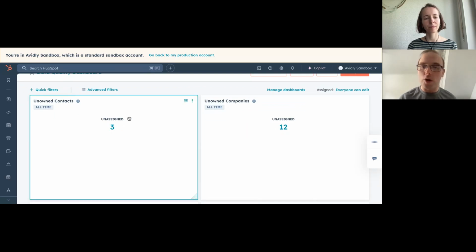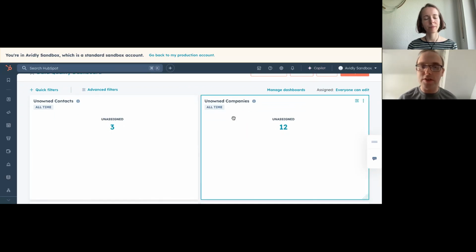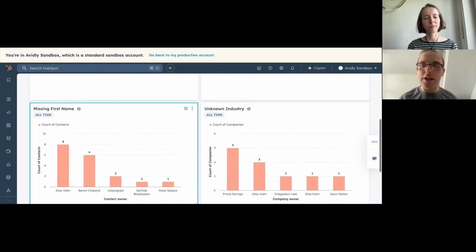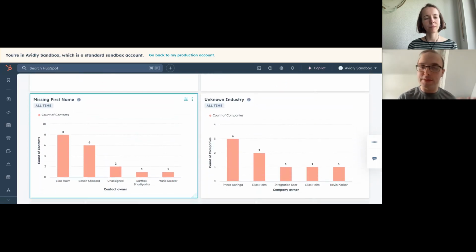So unknown contacts, unknown companies, to make sure there is an ownership or there's a reason for that non-ownership, and then just where there are blanks. So, for example, missing first name. The most common personalization with email marketing is to use first name, so it's a bit more formal.